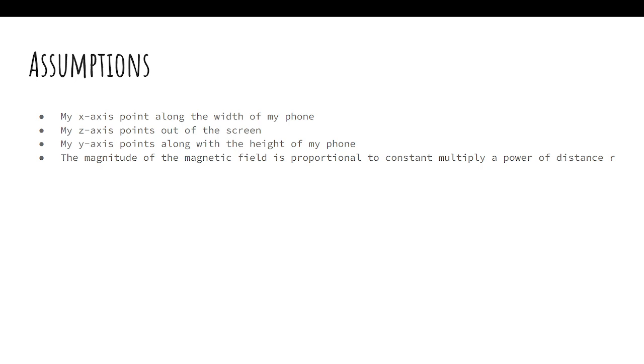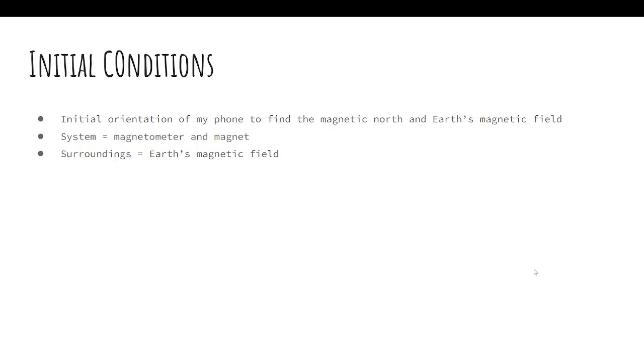I also said that the magnitude of the magnetic field is proportional to a constant multiplied by a power of distance r. For my initial conditions, I set the initial orientation of my phone to find the magnetic north and Earth's magnetic field, and then I said the system is equal to the magnetometer and the magnet, and the surroundings is Earth's magnetic field.